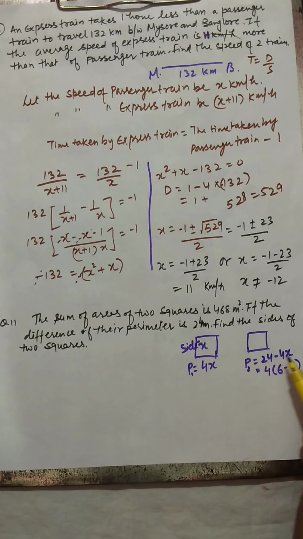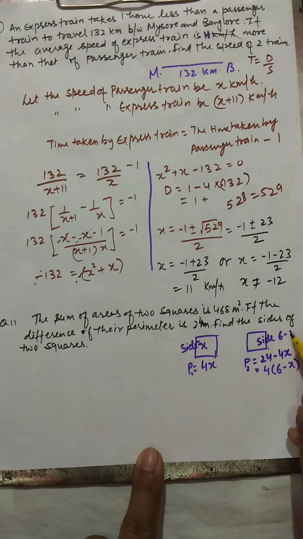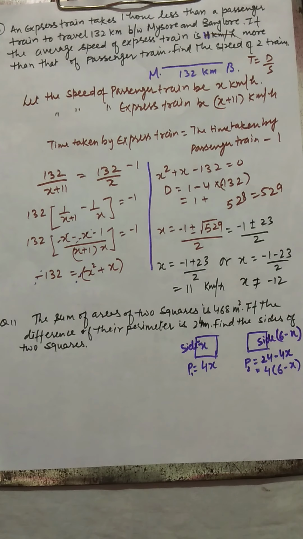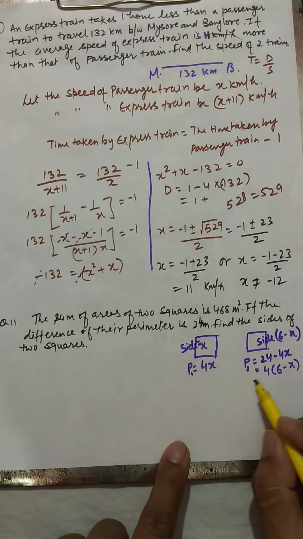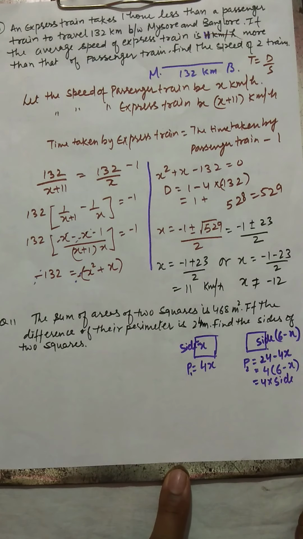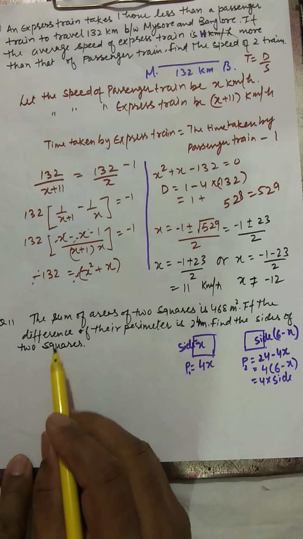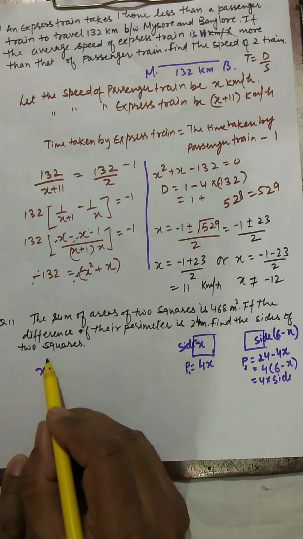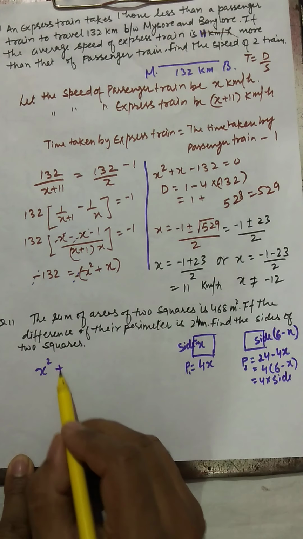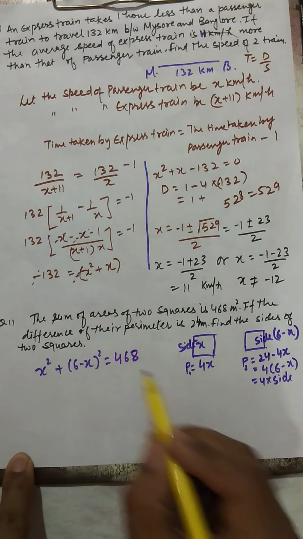So now this has 24 minus 4x, and 4 can be taken out common. So 6 minus x, that means the side of this square will be 6 minus x meter, because the perimeter is 4 into side. Now according to the question, the sum of the areas is given. So the first area of this square will be x square, and the second will be 6 minus x whole square. This is given to you as 468.